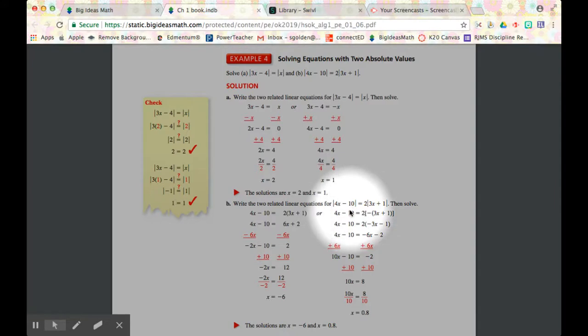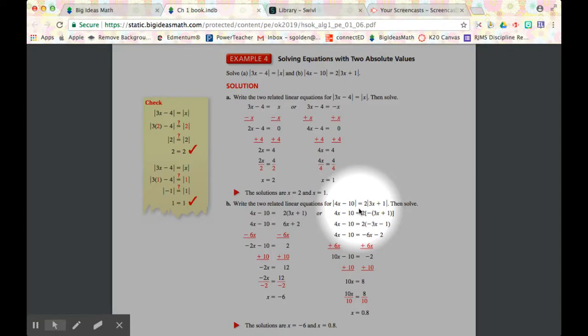It's the absolute value of 4x minus 10 equals, and then you have 2 times the absolute value of 3x plus 1. So I'll give you a second to write that down. Okay, if you're still writing it, you can pause it, but I'm going to go ahead and go on.